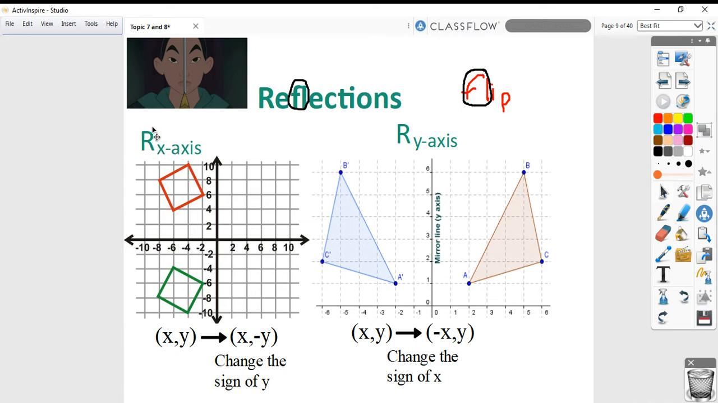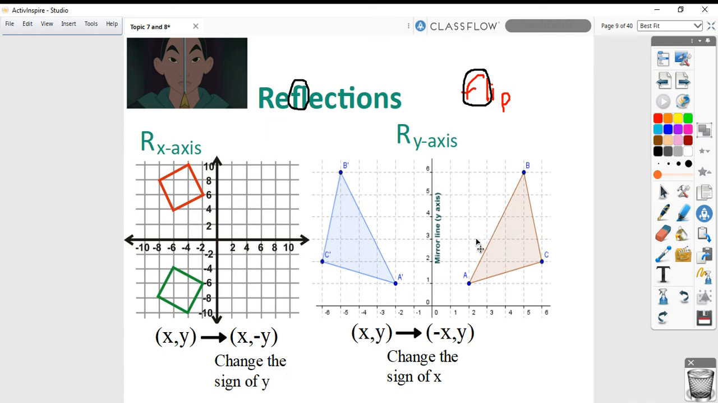All right. And when we're reflecting over the x axis, it's pretty easy to visualize taking this red square and flipping it down over the x axis to get this green square. Okay. You take that and you flip it over. And what happens to your coordinates is this: all of your original coordinates, whatever your x and y were, those numbers stay the same, except the y coordinate gets the opposite positive or negative sign. Okay, so we say that you change the sign of y.